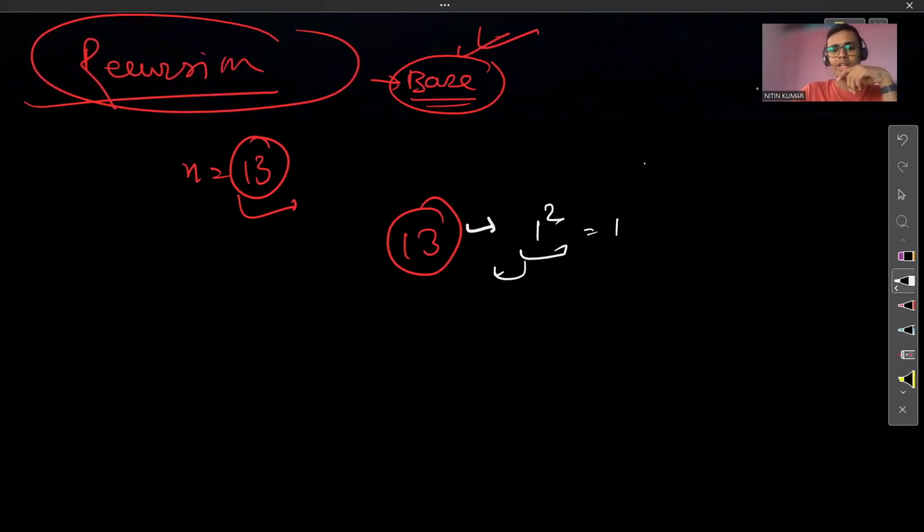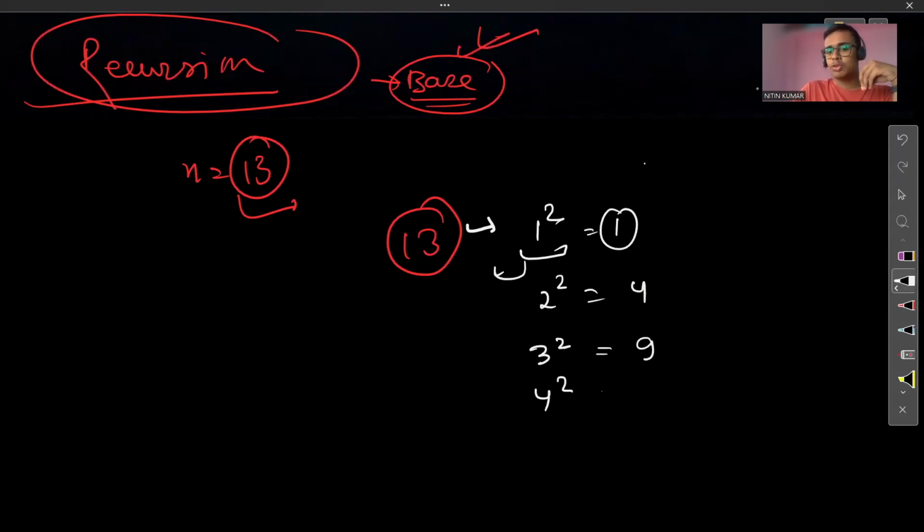Yes, because 1 square will get me 1 and we are adding 1 square multiple times to get this value. Can we add 2 square to get this value? Yes, 2 square will get me 4. From this, I can get this value in any way. Can we use 3 square also? Yes, we can use 3 square also, because 3 square is 9. We can get this value anyhow.